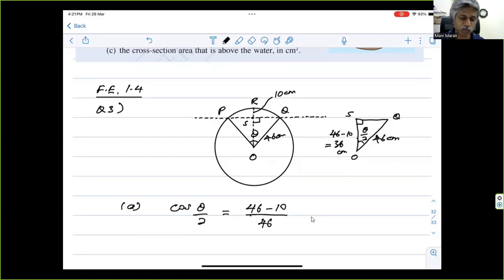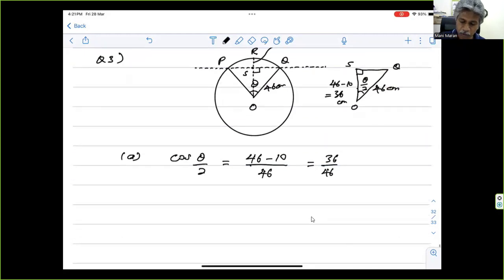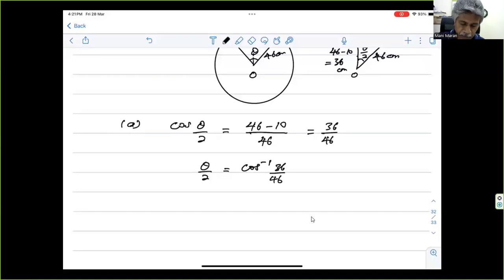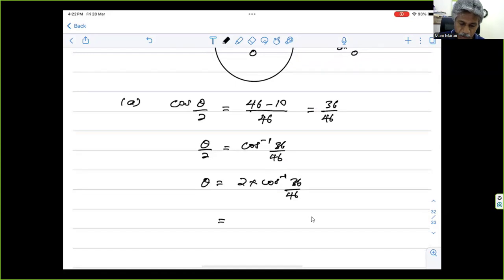Okay, so we are showing the detailed working here, working in your solution. So this will be 36 over 46. Therefore, theta over 2, if you use your calculator, you will get cos inverse of 36 over 46. Okay, and theta will be equal to 2 times cos inverse of 36 over 46. So if you use your calculator straight away, you'll get the value as 77 degree.